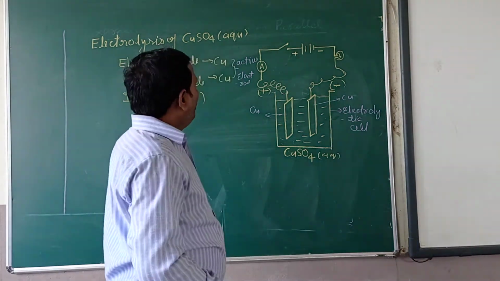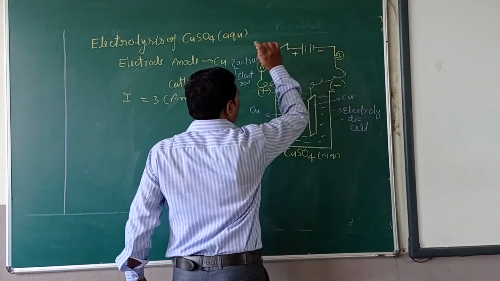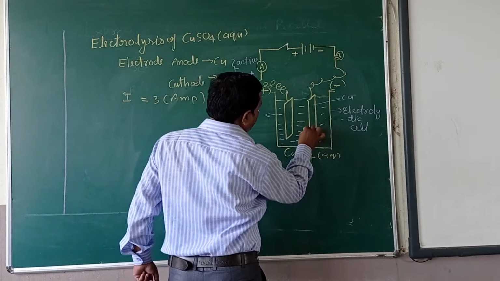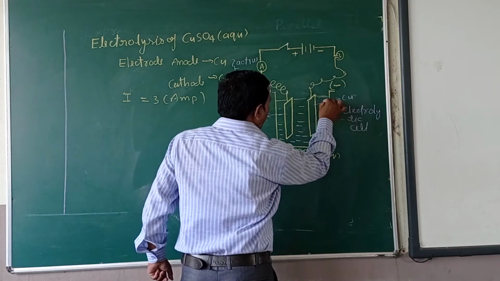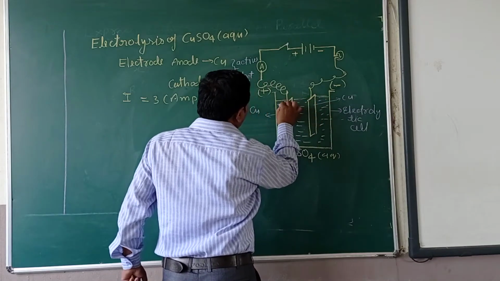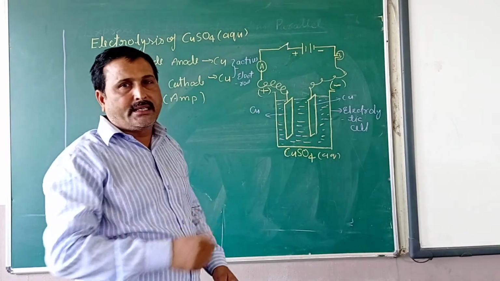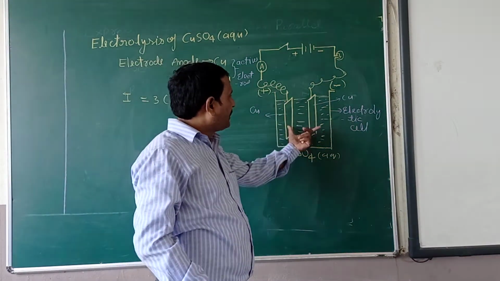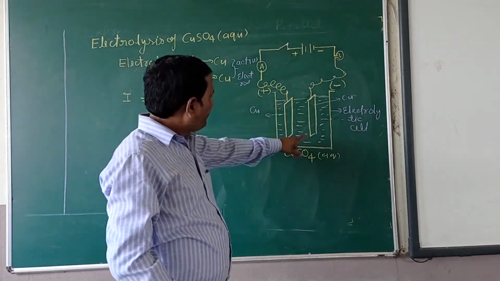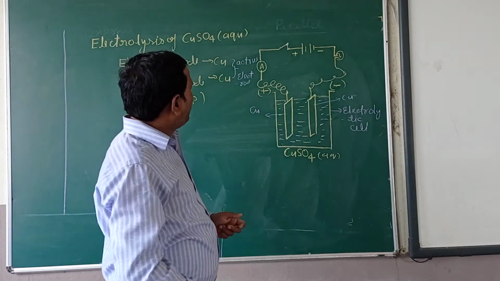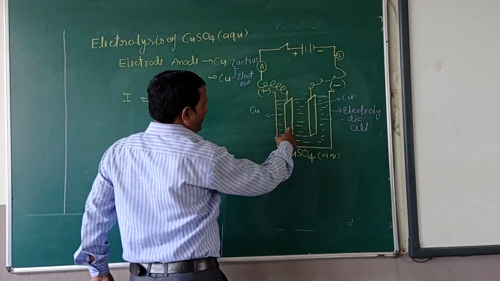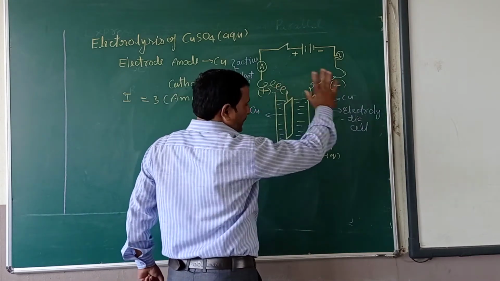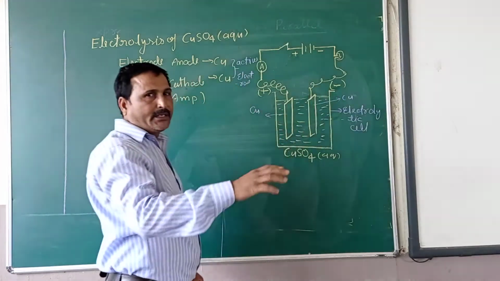See that when we switch on, the electrolyte is aqueous copper sulfate. You know that an ionic compound is a good electrolyte either in molten state or in aqueous solution form. This is the aqueous solution form of copper(II) sulfate. This is the anode, the positive terminal. This is the cathode, connected with the negative terminal. You know the definition of cathode and anode.